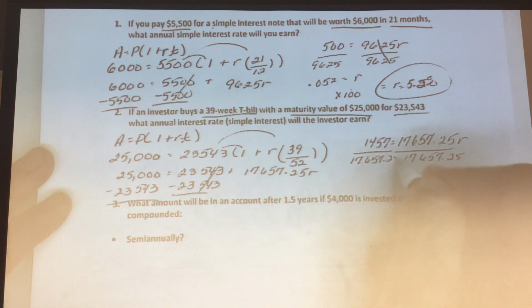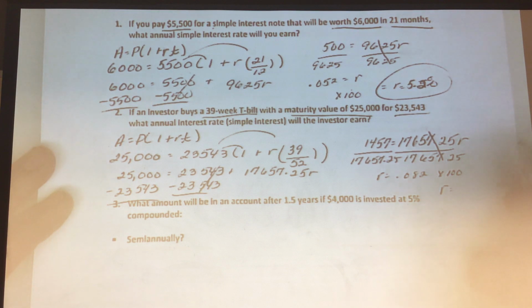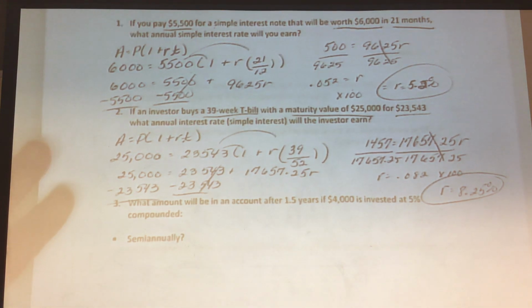and you end up with 0.082 times 100, and the rate is 8.25%. And that is the answer for number 2.